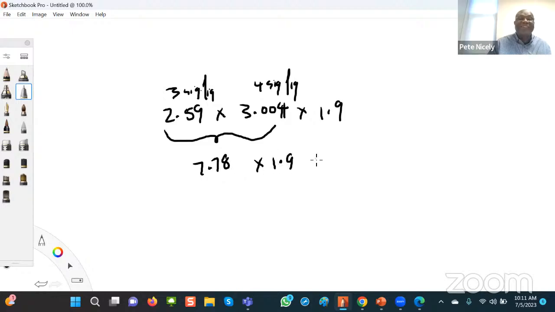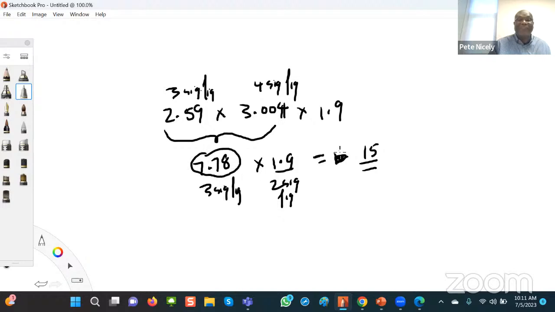And in this case here, whatever you get would have to be rounded off to 2 sig figs, because here you have 3 sig figs, and here you have 2 sig figs. All right. So if I were to work this out, 7.78 times 1.9, the answer I got is 14, or actually 15. So 15 would be the final answer if you were to round off when you multiply these two numbers first, and then the result of that rounded number, you multiply by 1.9, you get 15.